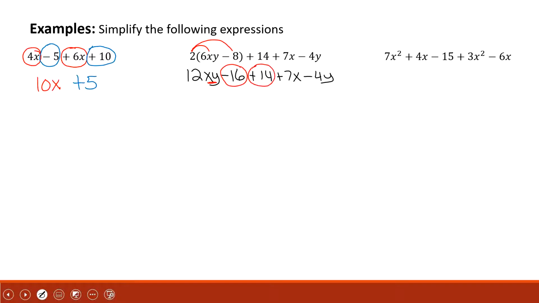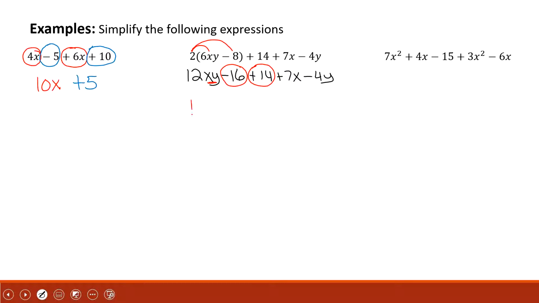So I can combine those because they're both integers, they're both numbers. Then I also have a plus 7x and a minus 4y. I don't have any other x term, and there's no other y term, so I can't do anything else with that. So now I'm just going to add the two numbers together and throw those at the end of our expression, because I always want the numbers at the end.